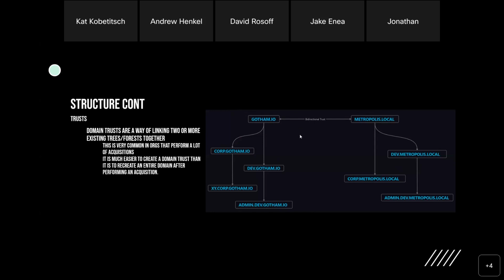There are a couple different kinds of trusts. We're not going to get into them right now because they get really, really complicated really quickly. But what you need to know at a base level is that trusts are a way of linking one or more domains together.